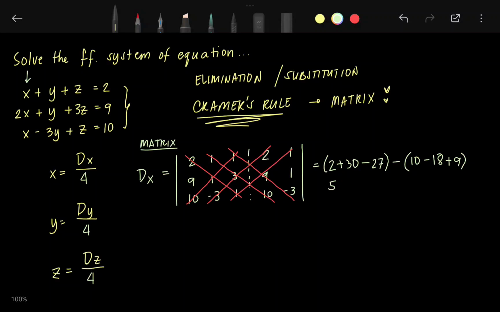Negative 18 plus 9 is negative 9. 10 minus 9 is just 1. So, minus 1, right? So, dx is equal to 4. And then, I can just erase this and write it equal to 4. I can see now that x is equal to 4 over 4 or 1.